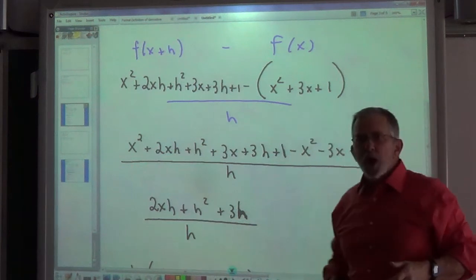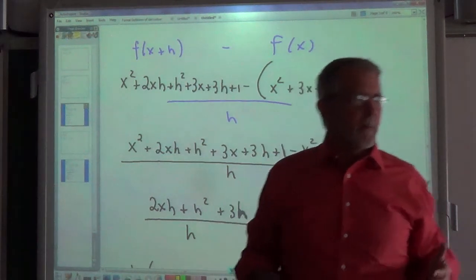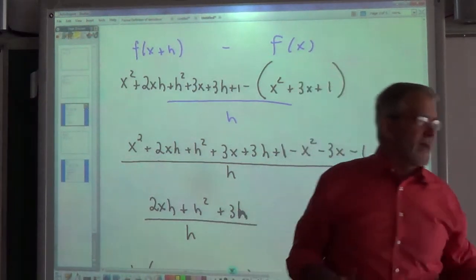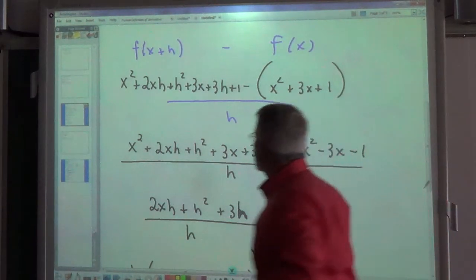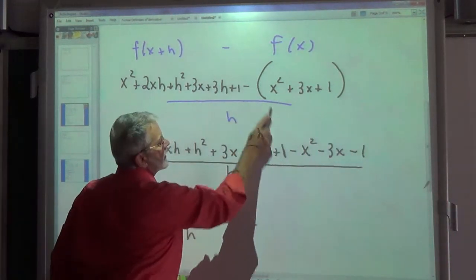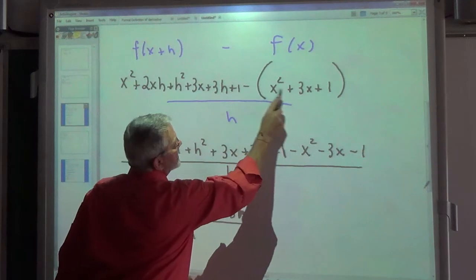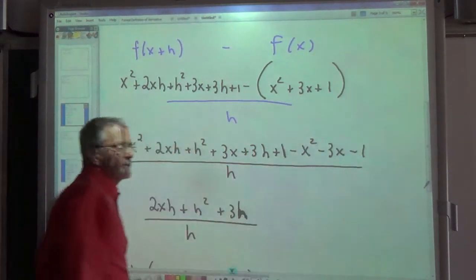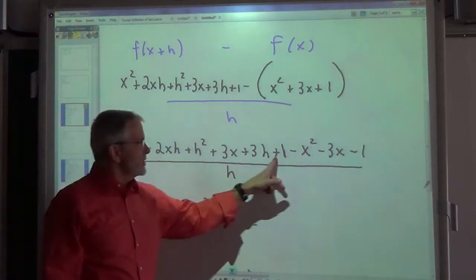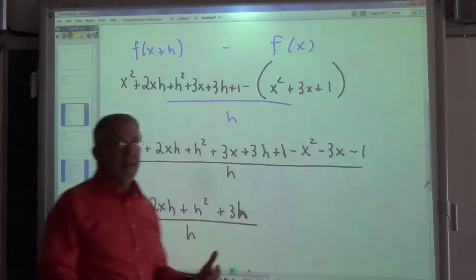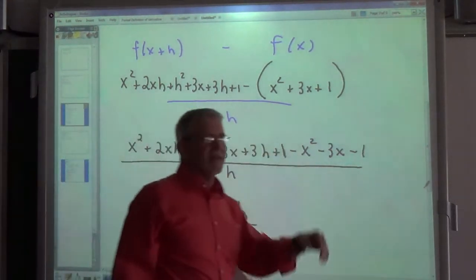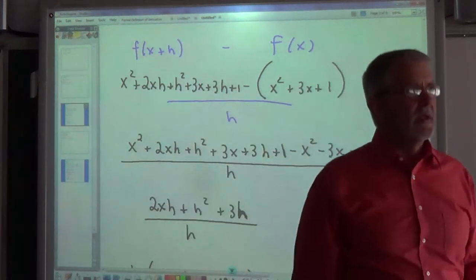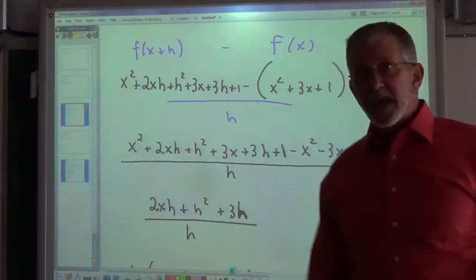And try not to do chalkboard math. Do not skip this step. If you skip a step, that's when you're going to make a mistake. Do not skip a step. So let's distribute the negative sign. Negative x squared. Negative 3x. Negative 1. So I have f of x plus h minus f of x. Now I'm going to simplify that big, nasty, long numerator. And it's a simple simplification.